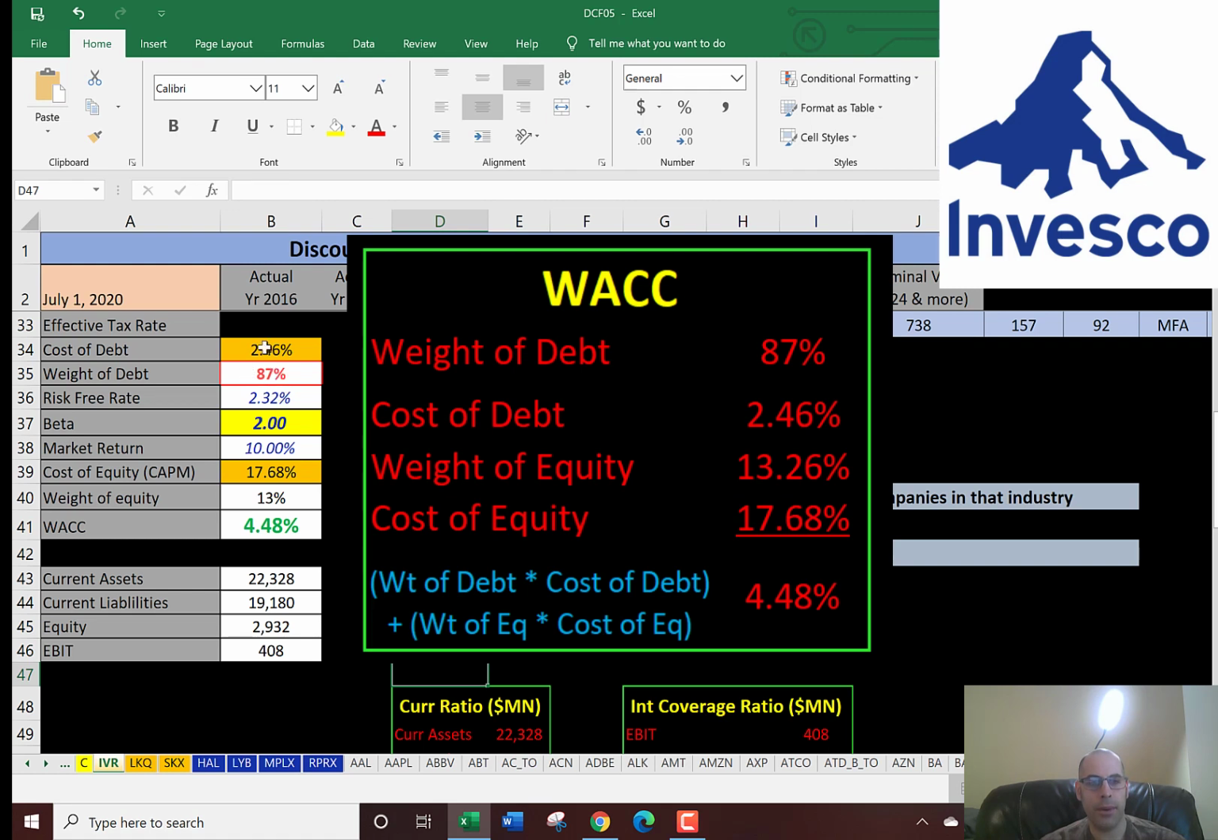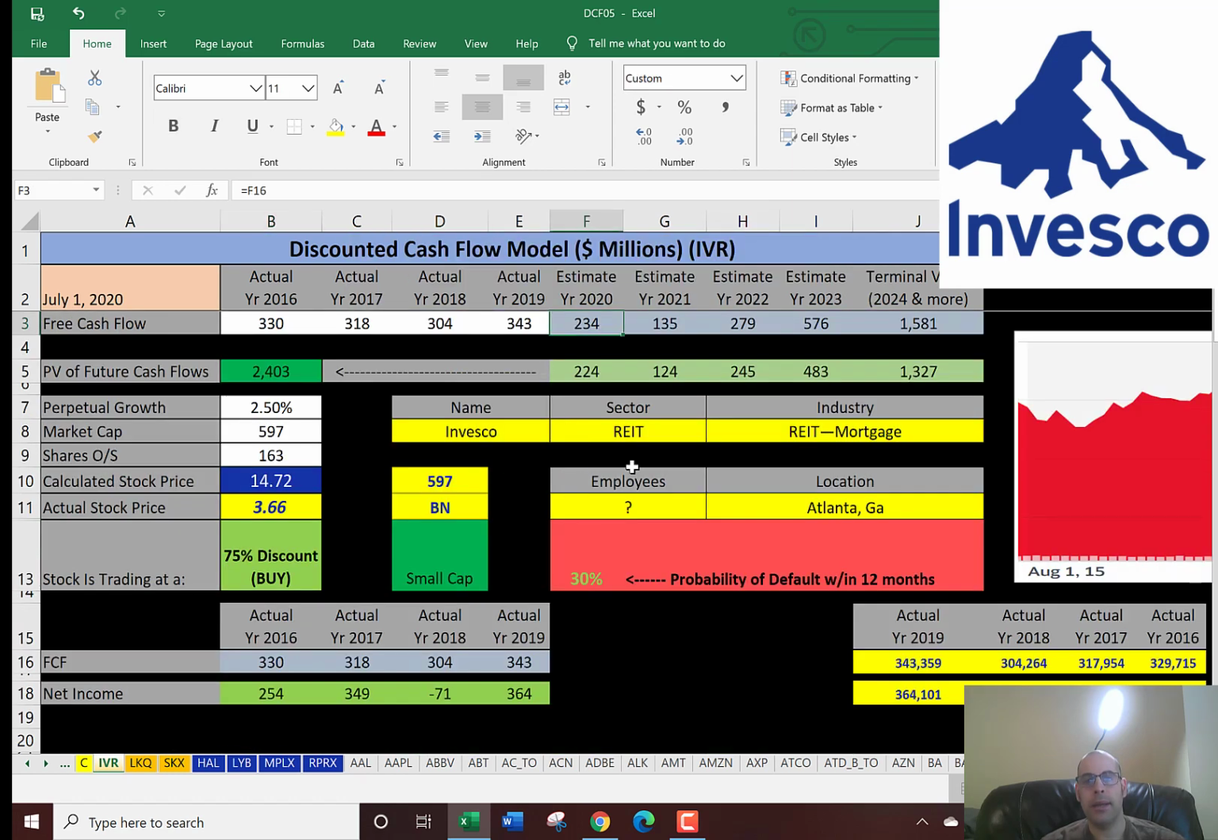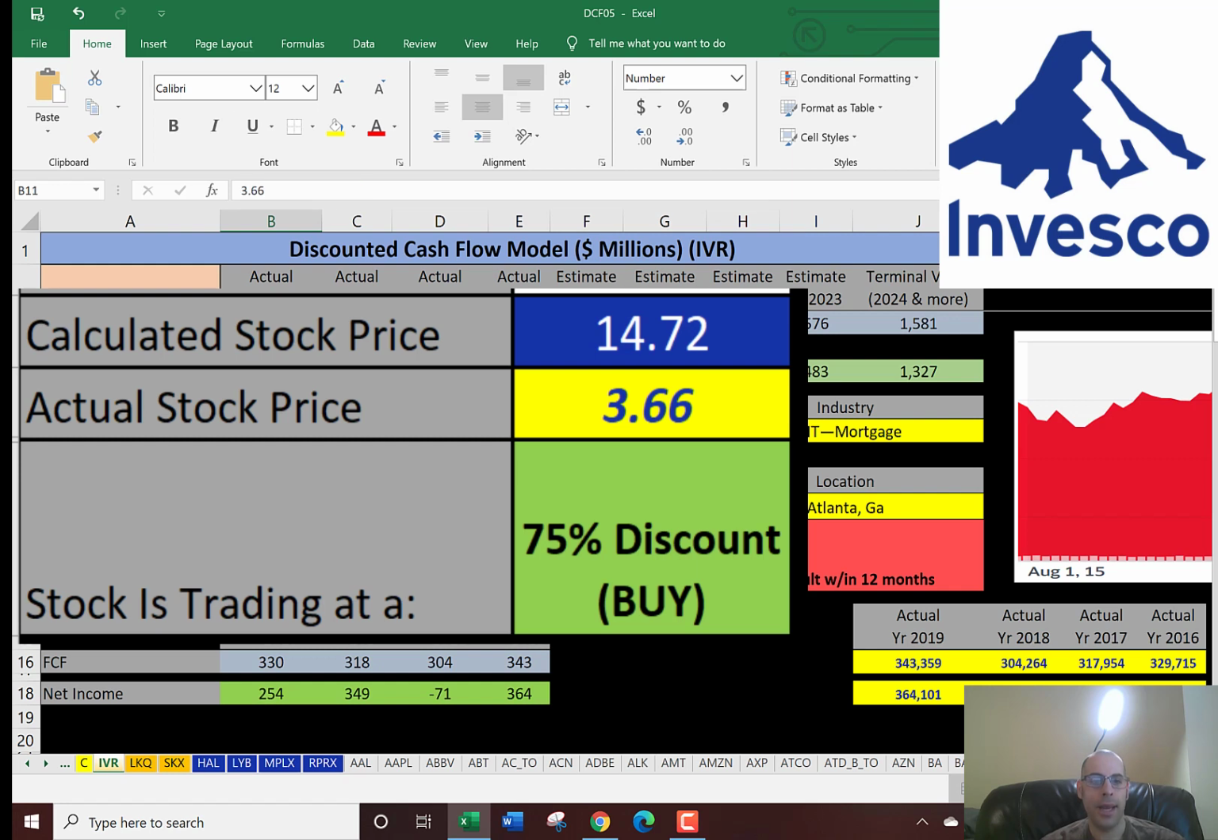So now we figured out their weighted average cost of capital. It's the blend of cost of debt, 2.46%, and cost of equity, 18%. That's 4.48%, the weighted average cost of capital. And that's what we're going to use to discount the future cash flows. So we estimated 4 years of future free cash flows. We also did a terminal value, which is all years past year 4. We discounted those numbers back to today's value, and we get a value of the entire company of $2.4 billion. We divide it by 163 million shares, and we get an intrinsic stock price of $15. It's trading at 366, so it's trading at a 75% discount, so it's a buy according to the model.